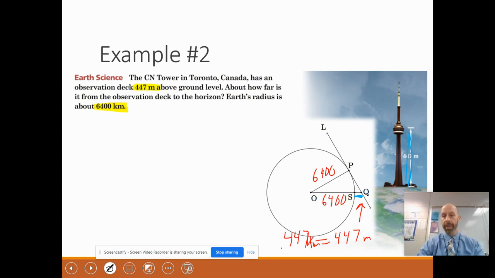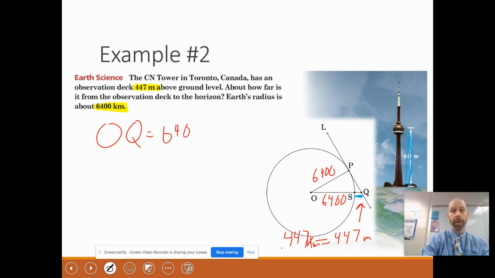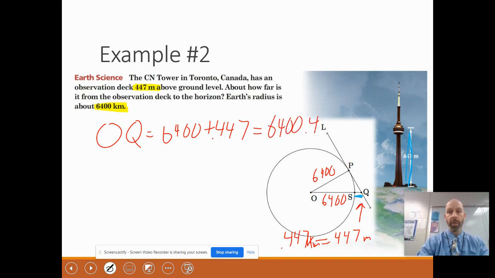So this total distance from O to Q is 6,400 plus 0.447. Don't forget the decimal point, which is going to be 6,400.447. There we go. There should be a decimal point right here. So that's that distance. We know that OP's length is 6,400 because that's the radius of the Earth.